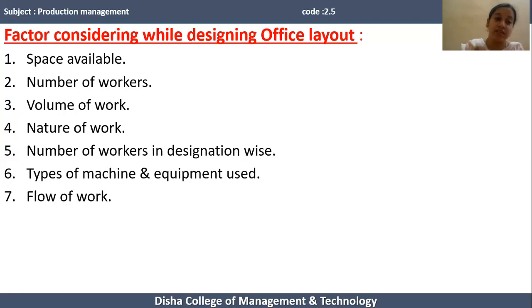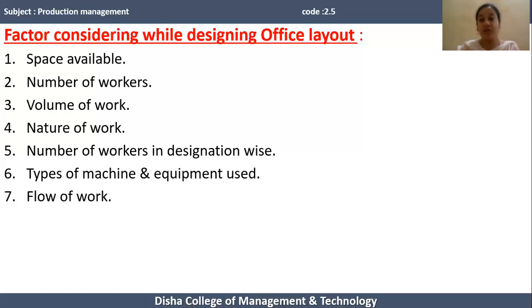Next, he has to consider the number of workers, how many employees are available in an office, and by considering the number of workers he has to arrange different sections so that every worker can be allotted to a particular section. Next, volume of work. He has to identify at what quantity the organization or the office produces, or means what type of work the office performs. According to that, he has to arrange different sections.